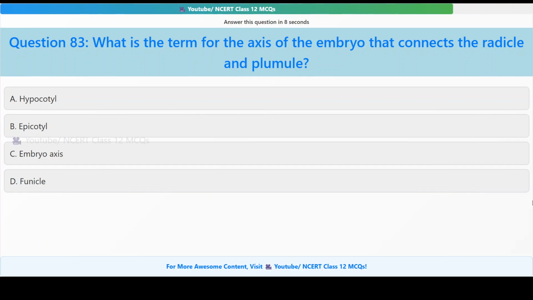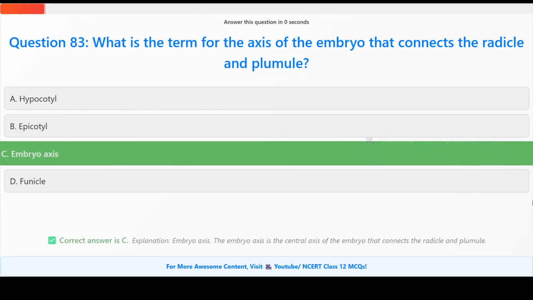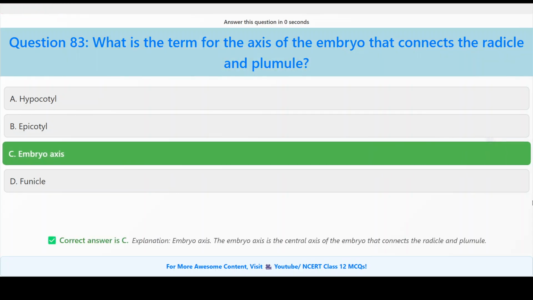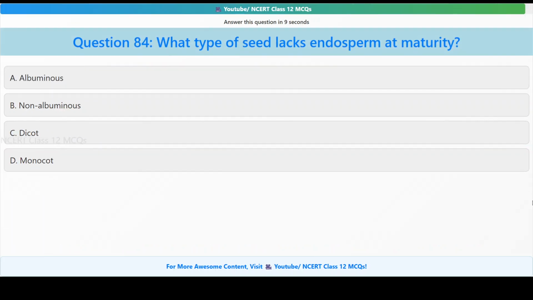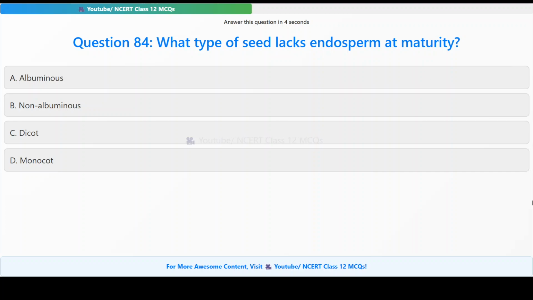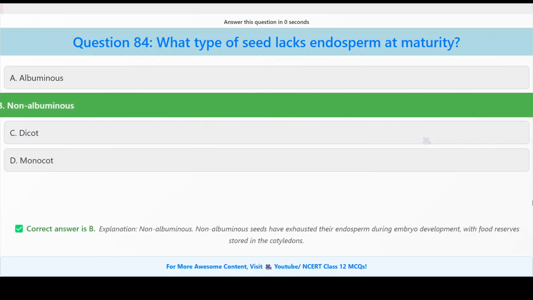Question 83. What is the term for the axis of the embryo that connects the radicle and plumule? Embryo axis. The embryo axis is the central axis of the embryo that connects the radicle and plumule. Question 84. What type of seed lacks endosperm at maturity? Non-albuminous. Non-albuminous seeds have exhausted their endosperm during embryo development, with food reserves stored in the cotyledons.